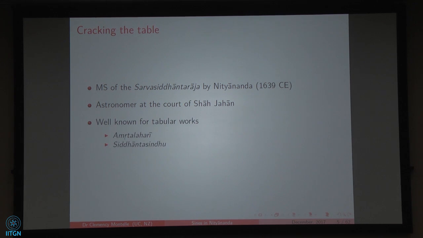We don't know very much about the biographical details of his situation, but as more research is uncovered about the situation of scholars at the Mughal court, we will learn more. He's well known, though, for his tabular works, although the Sarvasiddhantaraja is not a tabular work. The table that I showed you is the only one that's included in the manuscript.